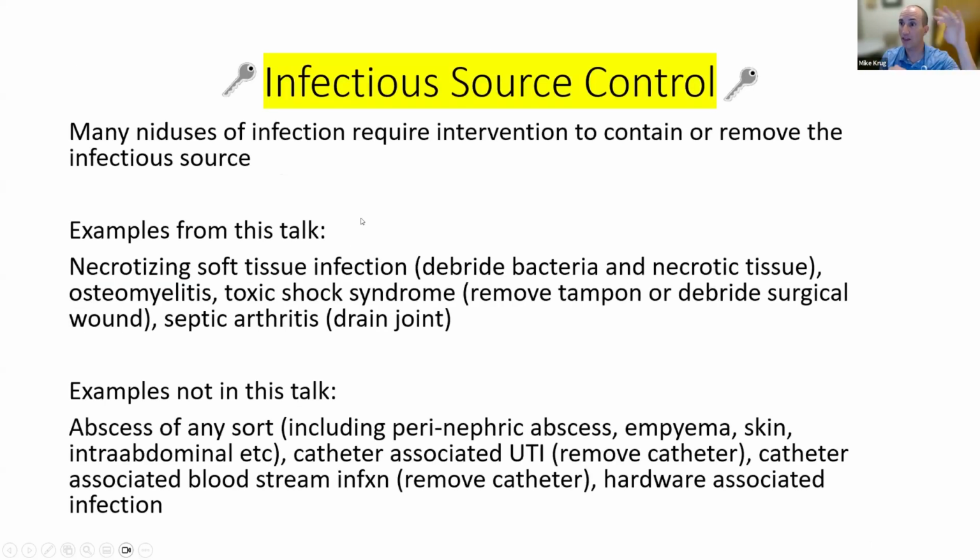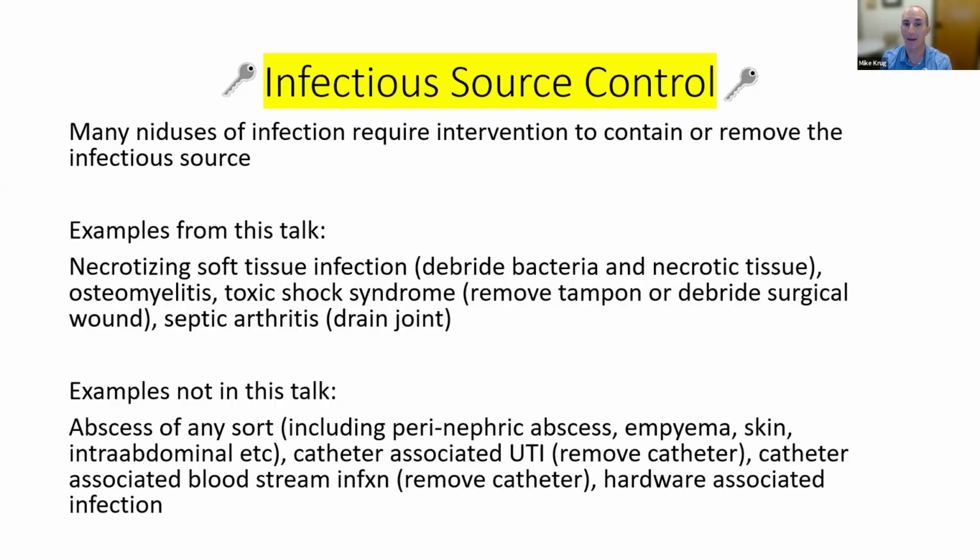All right. So throughout this 60-minute talk, I've already given you a few things to think about in the realm of infectious disease. You got to ensure infectious source control, especially in the hospital. So from this talk, we talked about necrotizing soft tissue infection, flesh-eating bacteria needing surgical debridement. We talked about osteomyelitis. When it's non-hematogenous spread, the best diagnosis and treatment is surgical. We talked about toxic shock syndrome, removing the tampon from the nose or the pelvis, and also debriding surgical wounds. And we talked about septic arthritis, draining the joints briefly.